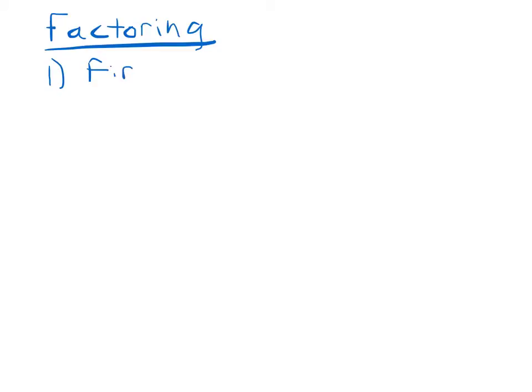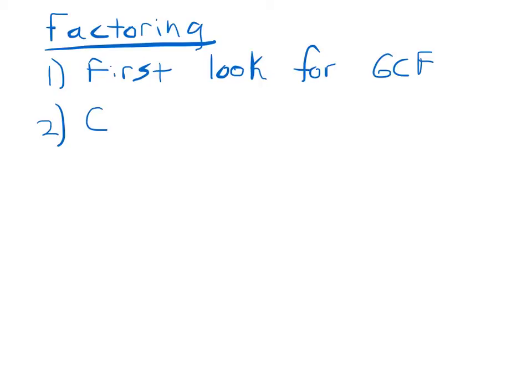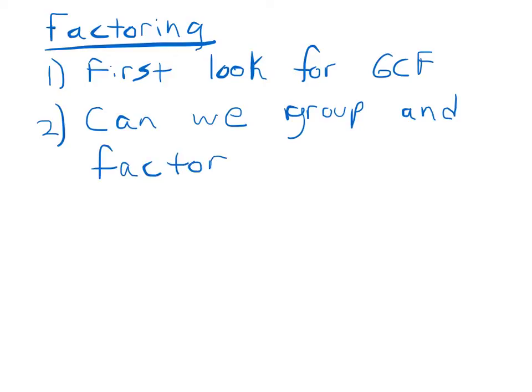Okay, first, look for GCF. Second thing, and this is kind of the second method, we want to look to see if we can group. Can we group and factor? And then the third way that we've learned, or kind of the final thing that we go to, is what we just call the AC method. Okay, and we're going to be practicing more of that today.